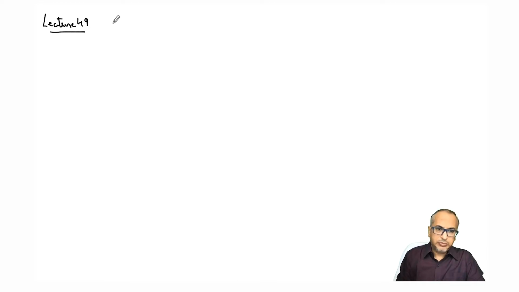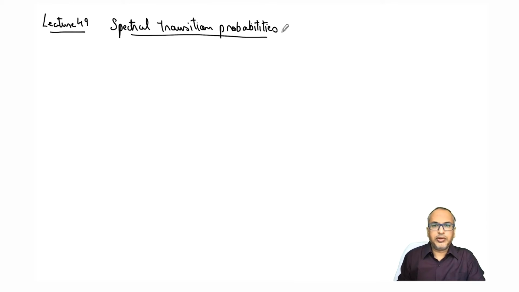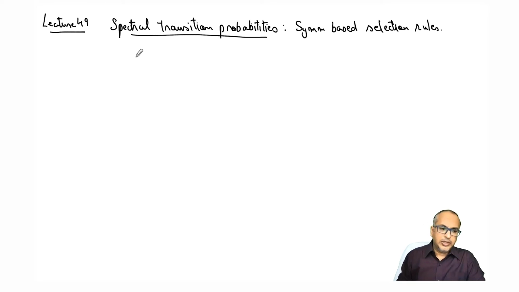Okay, so let us start with the spectral transition probabilities. In this we will be discussing symmetry based selection rules. We have already seen that various normal modes of a molecule can be catalogued using group theory, and we can also analyze what will be the symmetry of those normal modes. But whether we can observe those vibrations in IR and Raman spectra, because IR and Raman spectra are the ones where we are expected to see such vibrational modes, right?